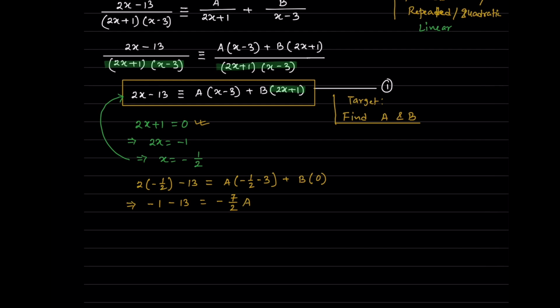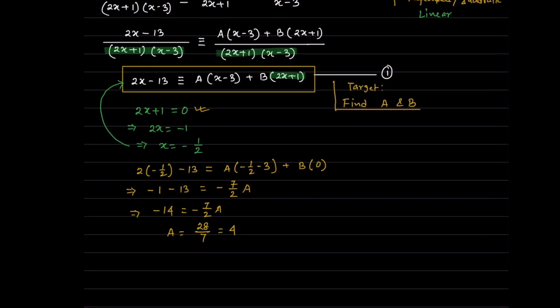Alright, minus 7 by 2a, or we can easily write this one as minus 14 equals minus 7 by 2a, or from here we can write a equals 14 times 2 is 28 by 7, or we can write a equals 4. So our value a equals 4 we get here.